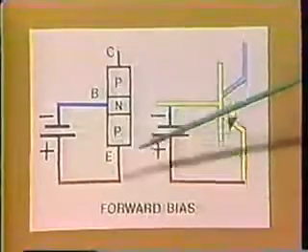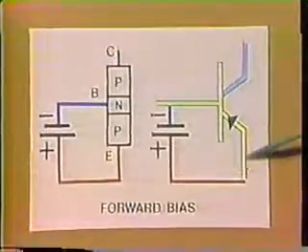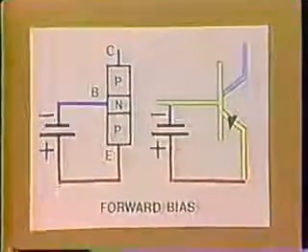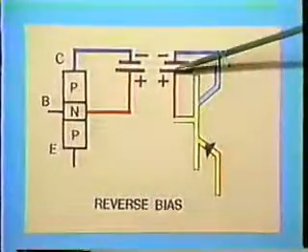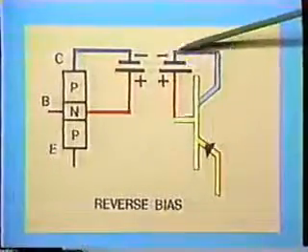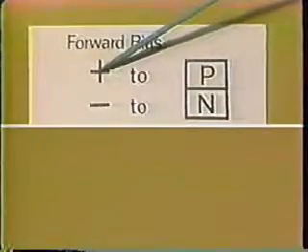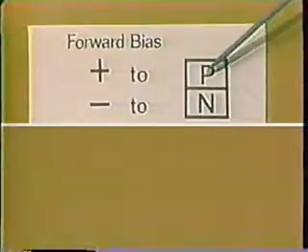Once again, here's the comparison of all 3 types. Remember, to function as an amplifier, the transistor must be properly biased. The base emitter junction must be forward biased, and the base collector junction must be reverse biased.